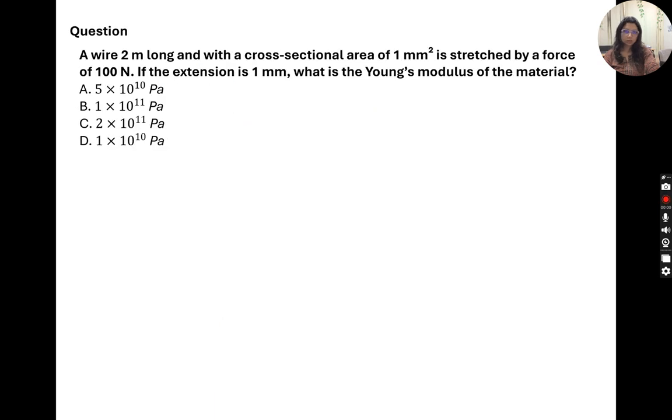And this is a question of measuring the Young's modulus. It's a numerical based question which says a wire which is 2 meters long and with a cross sectional area of 1 millimeter square is stretched by a force of 100 Newton. And if the extension is 1 millimeter, what's the Young's modulus of the material? And below are the options. So we just read about the Young's modulus formula, and we can simply put the formula to calculate the Young's modulus.